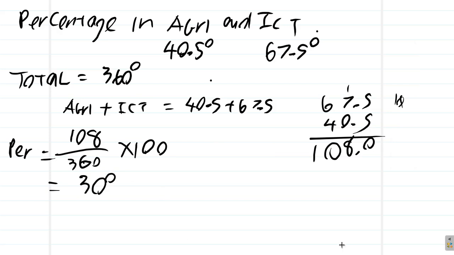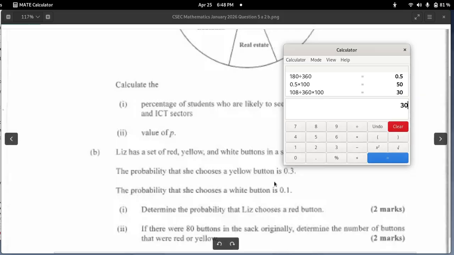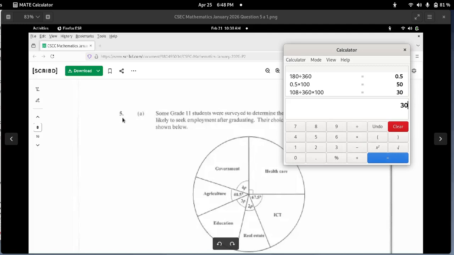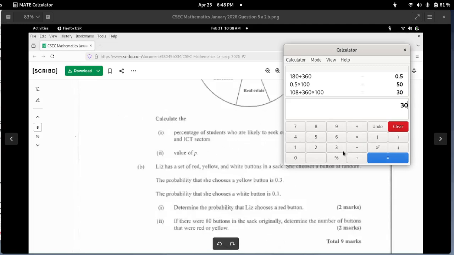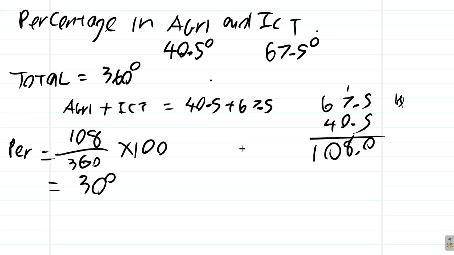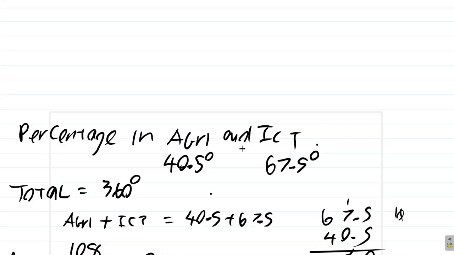So for that part, this is question 5A1. Question 5A1, it is 30%. I'm going to write it down just in case I need to use it again.